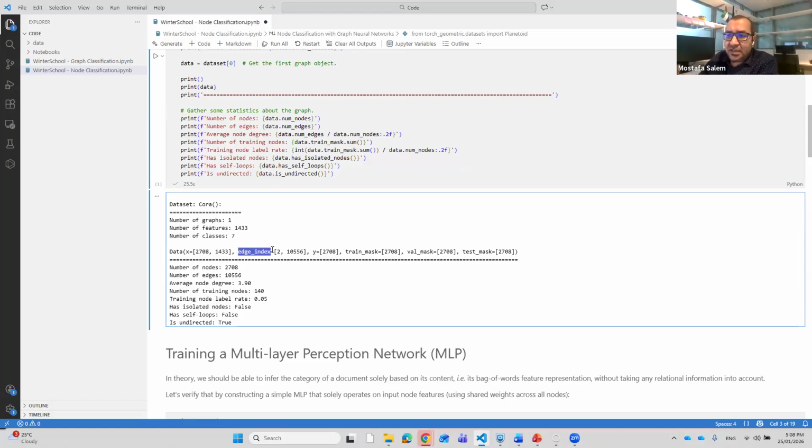And then this is the edge index. Edge index will tell you which node is connected to whom. So it will be 2 rows and 10,565 edges. So this is the number of edges I have in my graph. The Y, you can see Y has the same number of nodes. So for each node, I will have the class of that node. Y is a class out of 7. So I will have 0, 1, 2, 3, 4, 5, 6. So each number will represent a specific class for each node.